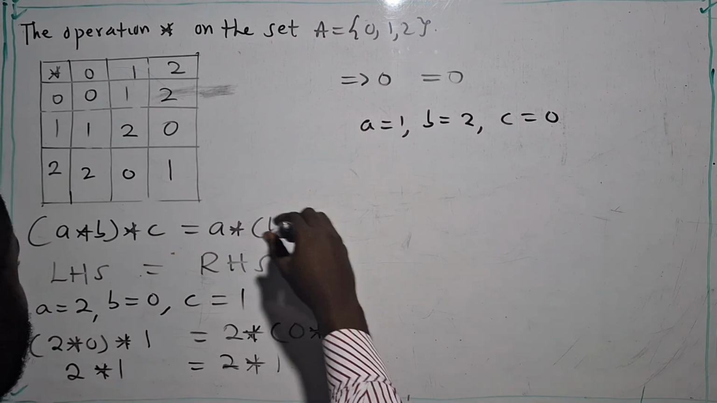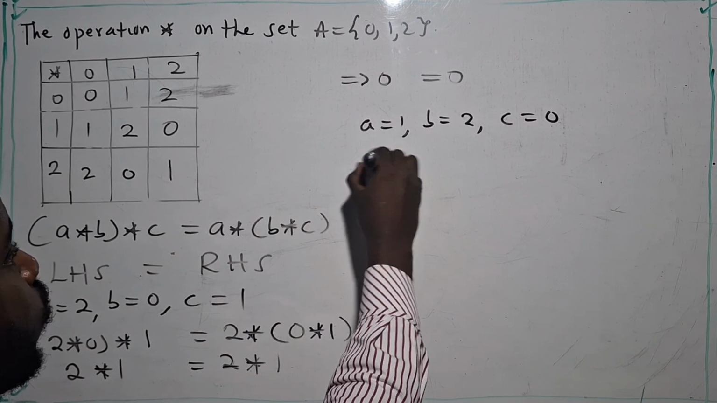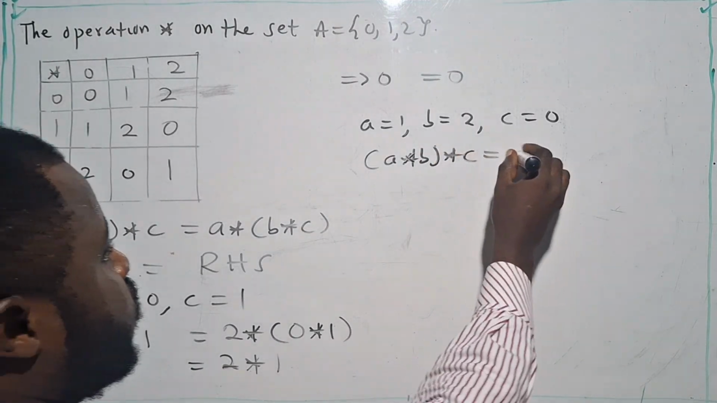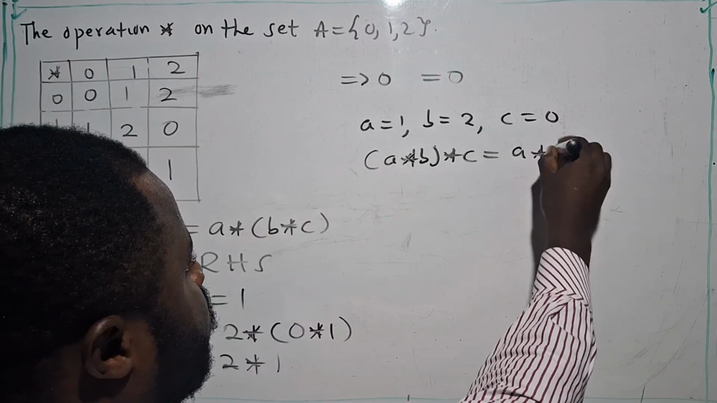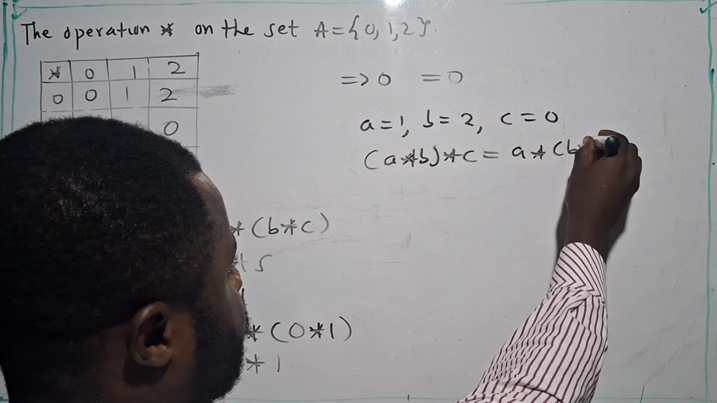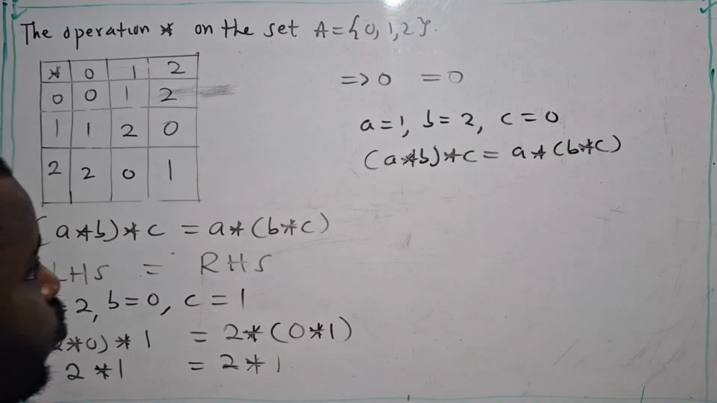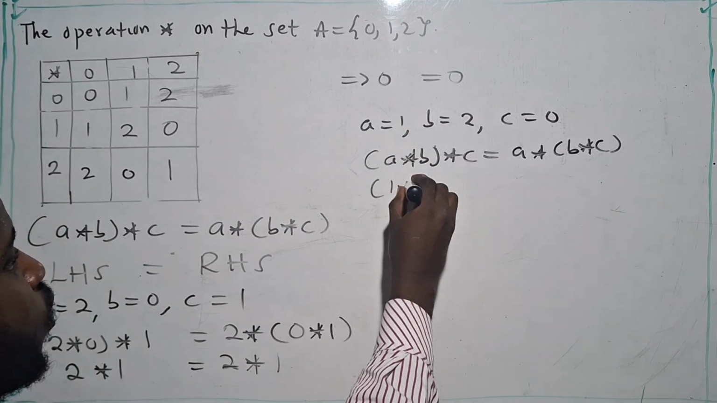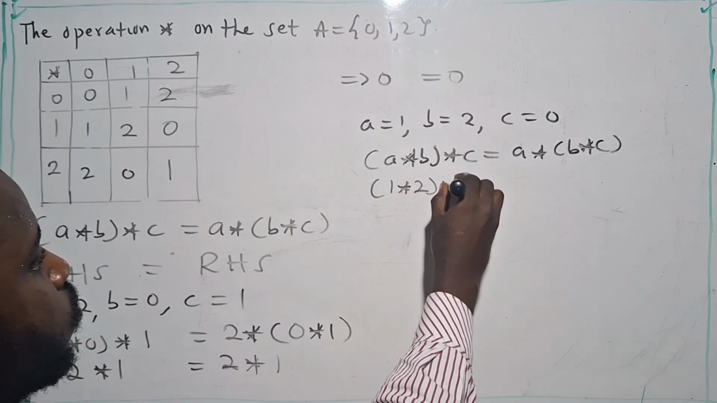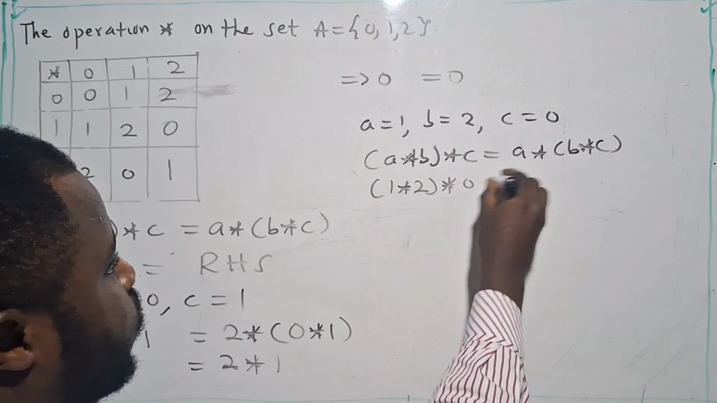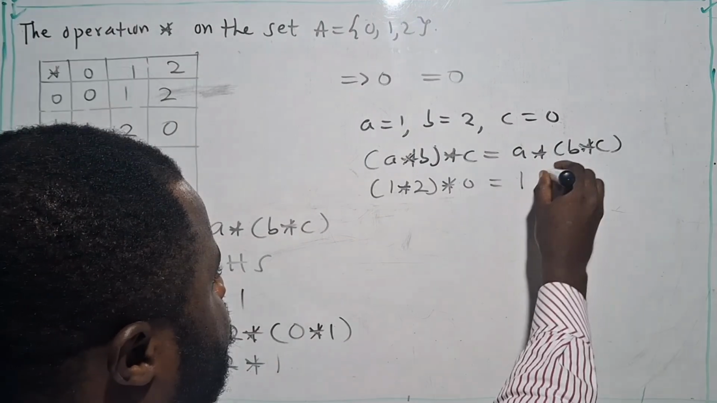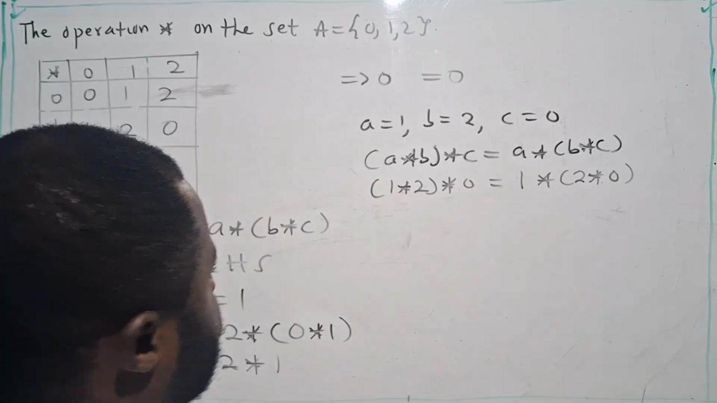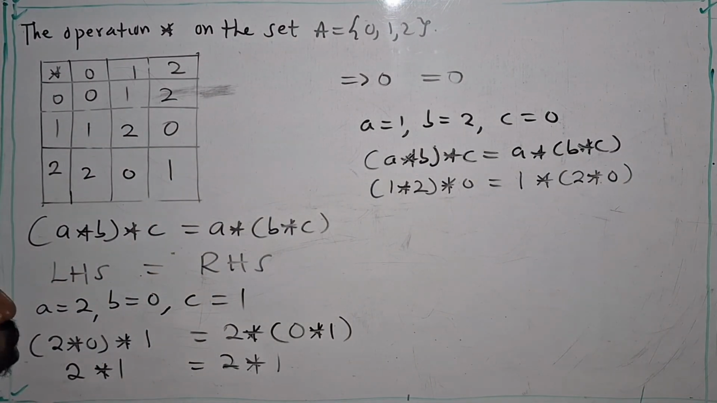So the same operation. So A operation B, operation C, we are going to have A operation, B operation C. Yes. So follow closely. So now A is 1 operation 2, operation 0, then A, I have 1, then I'll have 2 operation 0. So the left hand side should be equal to the right hand side.